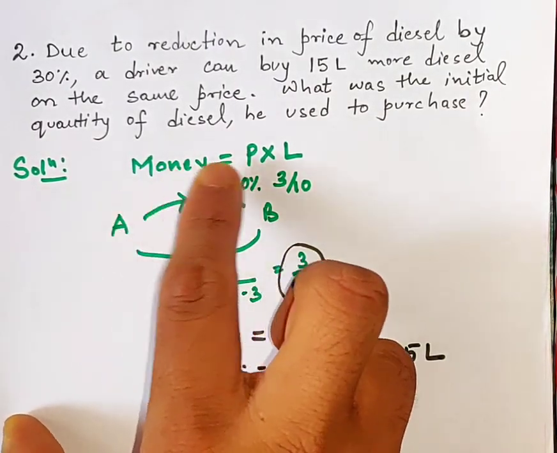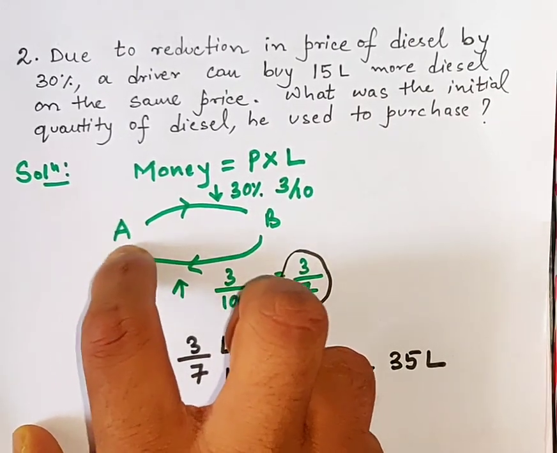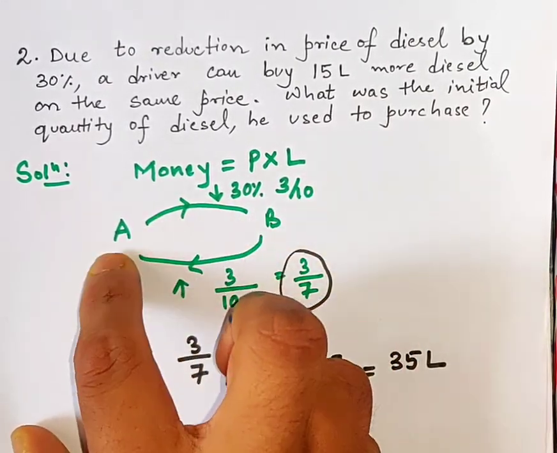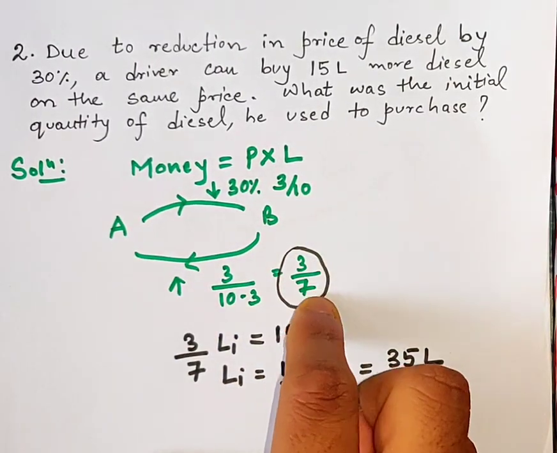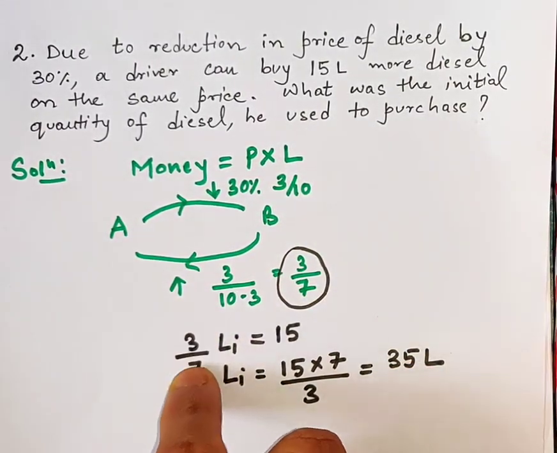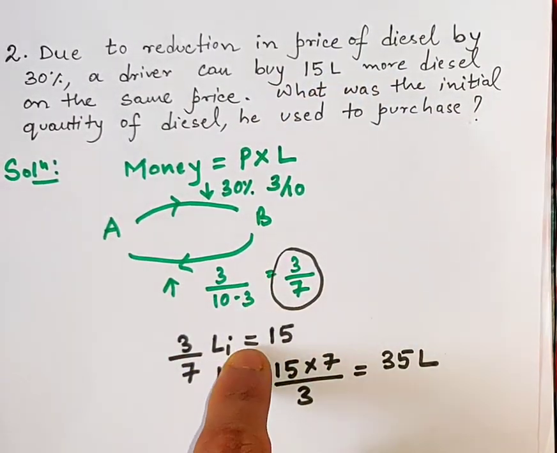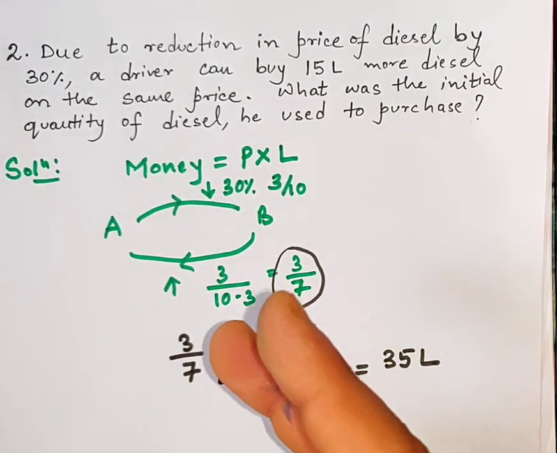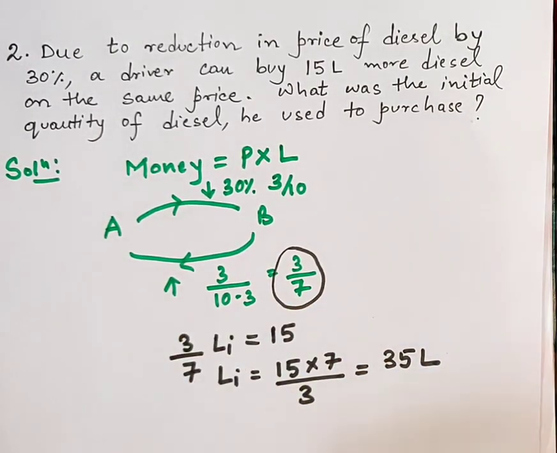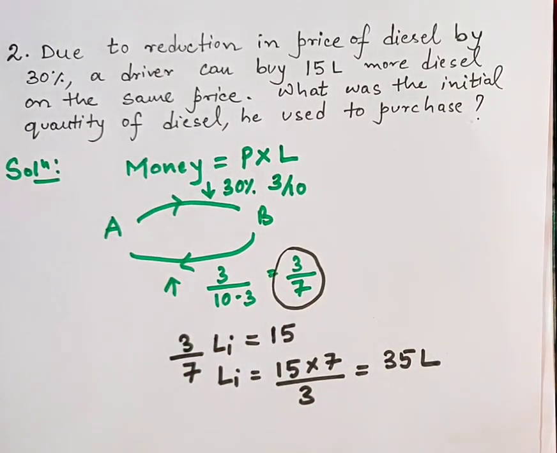You reduce price, increase quantity, ultimately the amount of money will be same. So if you reduce price, you need to increase the quantity. So you reduce price by 3 by 10, your quantity increases by 3 by 7, and 3 by 7 of initial quantity, it is told that 15 liter more diesel. So 3 by 7 of initial liter is 15. So initially he used to purchase 35 liters. Now he will purchase 50 liters because the price of diesel has reduced by 30%.